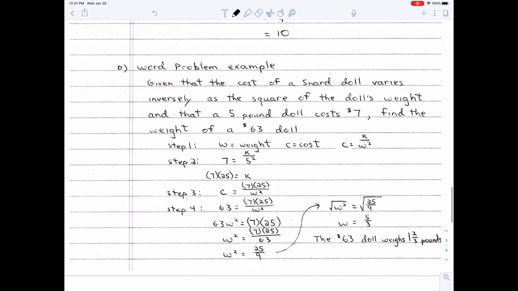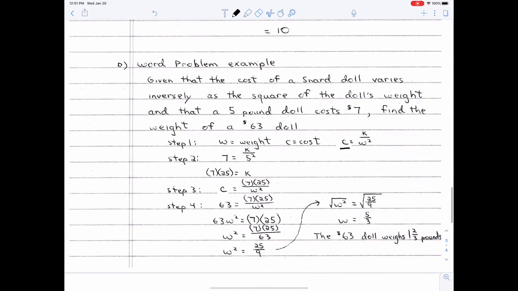A word problem example. Given the cost of a Snard doll varies inversely as the square of the doll's weight, and that a 5-pound doll costs $7, find the weight of a $63 doll. Same thing. The only thing is you just have to define your variables. So I'm going to call W weight and C cost. So what is it? The cost of a Snard doll varies inversely as the square of the doll's weight. The only difference here is you have to define the variables.